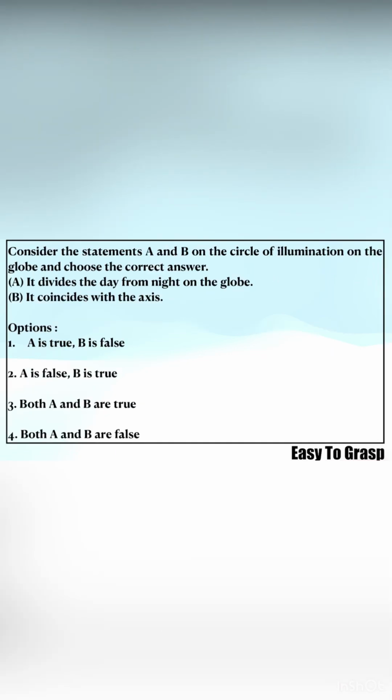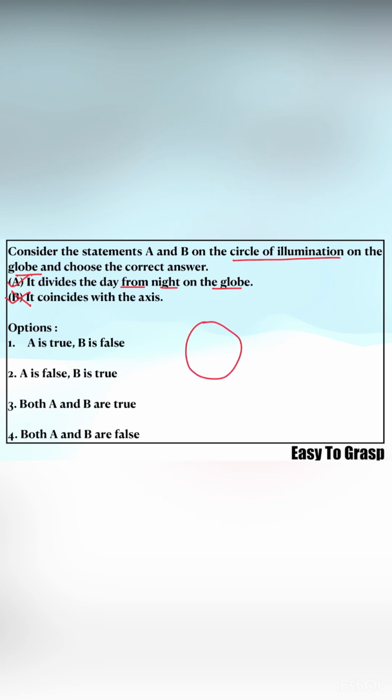The next question is, consider these statements A and B on the circle of illumination on the globe and choose the correct answer. So we can see that the topics are repeating again and again in the CTET examination. The first statement says it divides the day from night on the globe. As we have seen in the previous slide, this statement is correct. The second says it coincides with its axis. Wrong. Let us understand this statement.